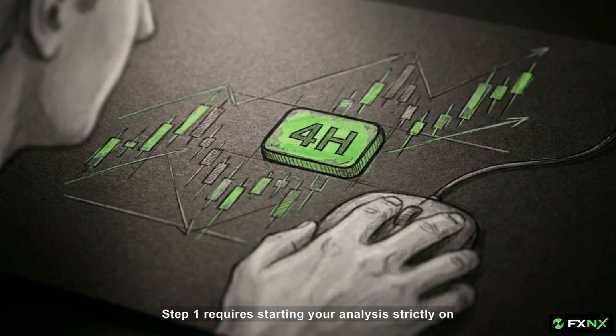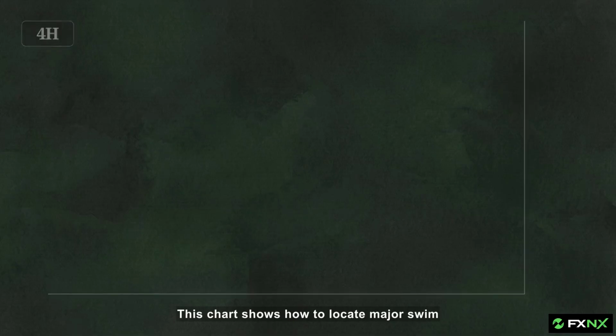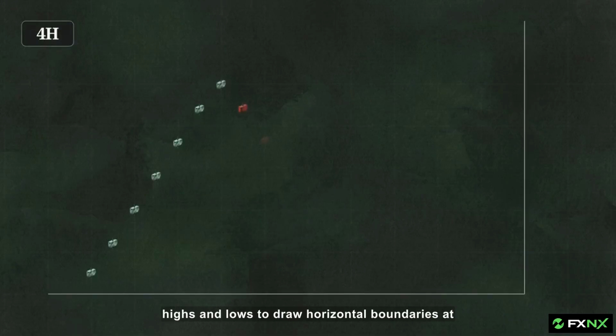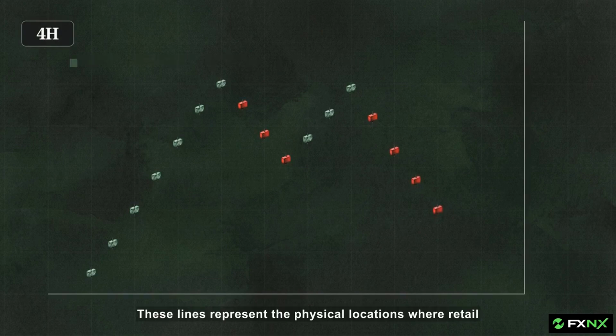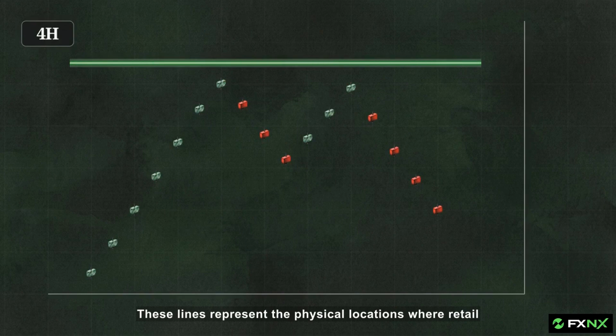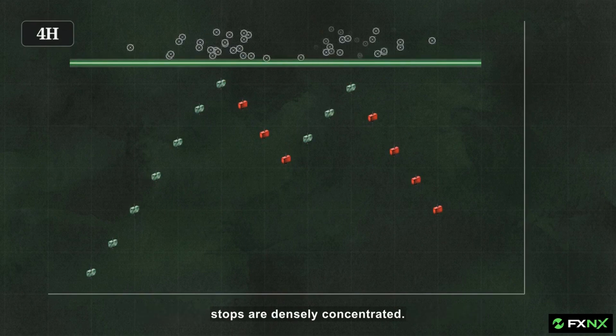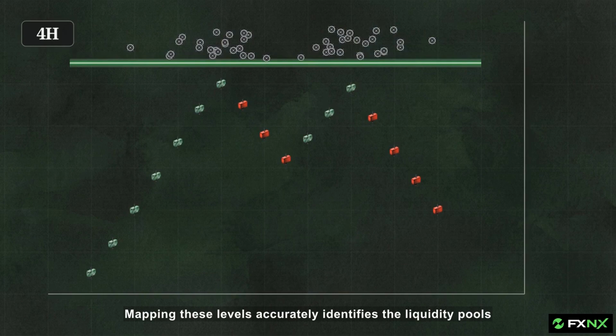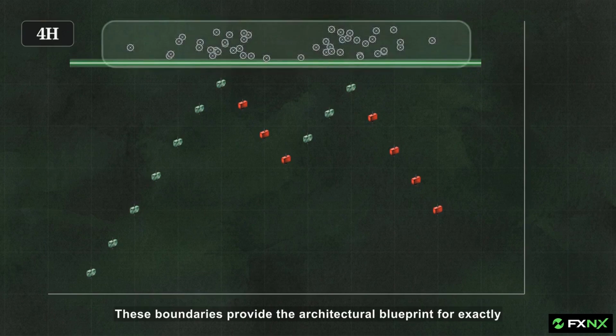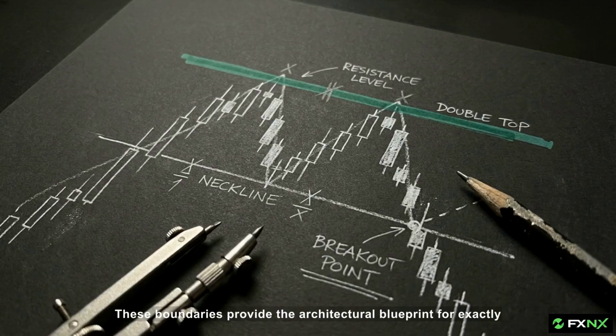Step 1 requires starting your analysis strictly on higher timeframes, specifically the 1-hour or 4-hour charts. This chart shows how to locate major swing highs and lows to draw horizontal boundaries at the peaks. These lines represent the physical locations where retail stops are densely concentrated. Mapping these levels accurately identifies the liquidity pools institutions will target. These boundaries provide the architectural blueprint for exactly where the institutional traps will occur.